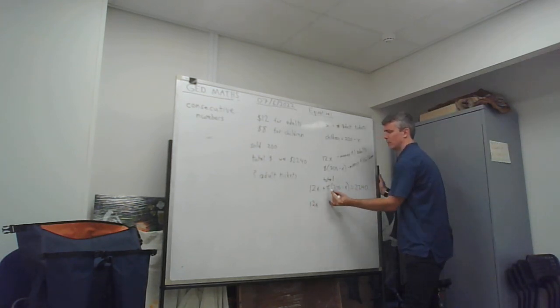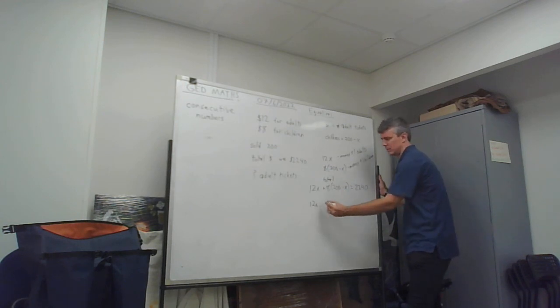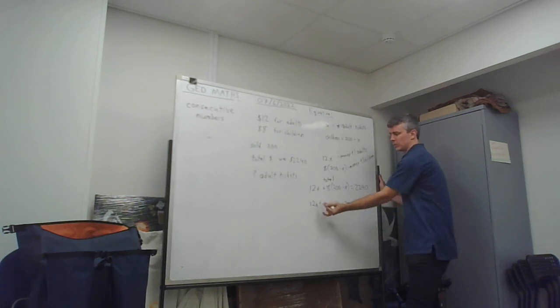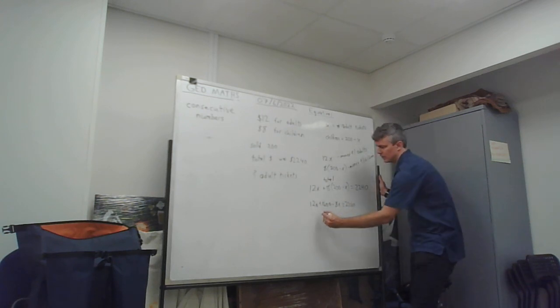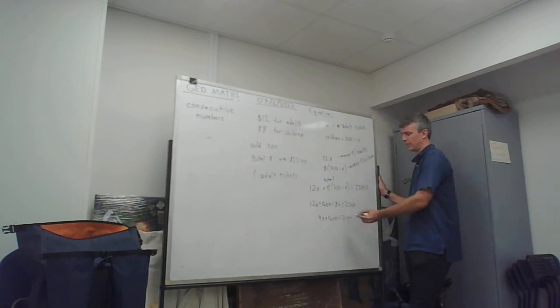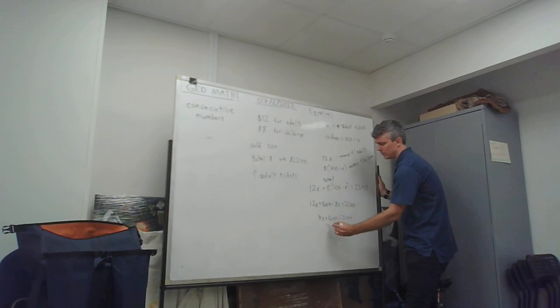So 12X, what is 8 times 200? 1,600. What is 8 times minus X? Minus 8X equals 2240. Okay. So first let's combine like terms. So that's 12X minus 8X, 4X. Right, so we have 4X plus 1600 equals 2240. Alright, now we need to get rid of the 1600, right? So subtract 1600 from both sides.